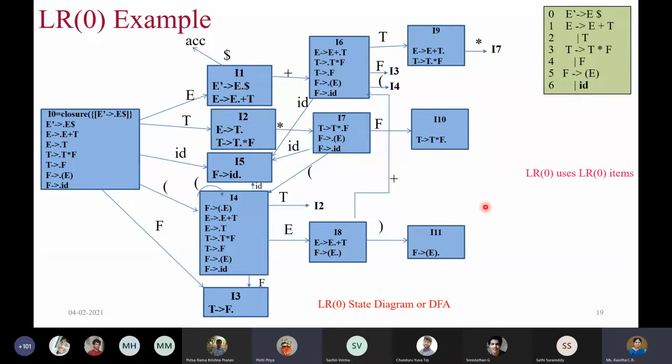Yes, ma'am. This diagram is not complete, ma'am. After reading star, it will again go back to I7. Oh, okay. Yeah, I7. If you take this path, it will go here and it will stop here. Okay. Yes, ma'am. Thank you, ma'am.